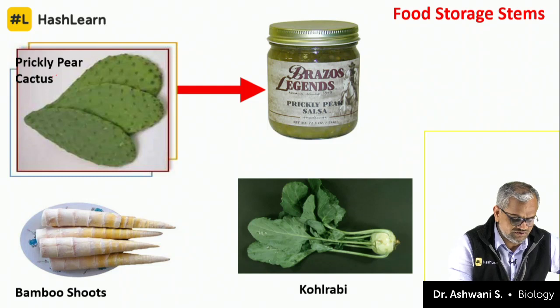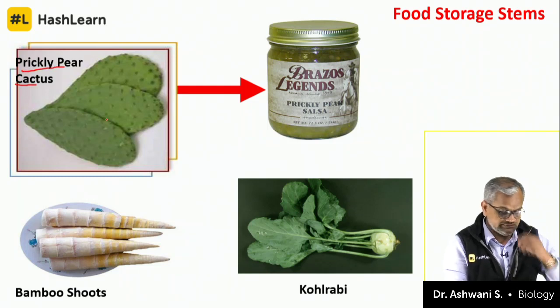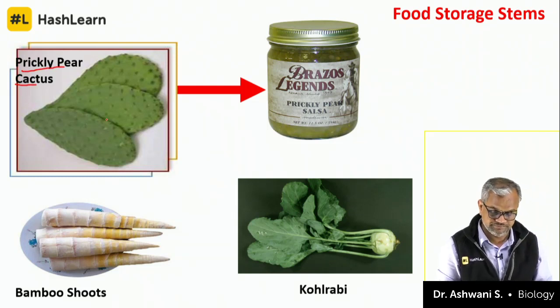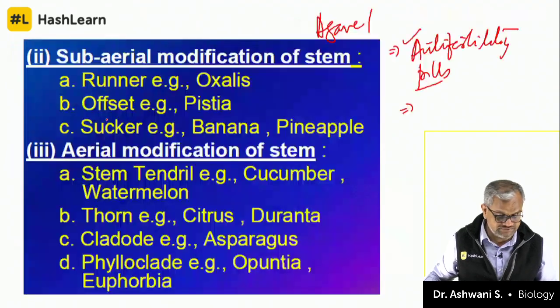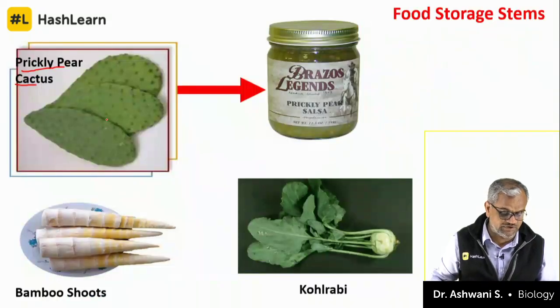So you can see here cactus, that's what I was telling. This is the classical example. Somebody was asking, okay sir, this is phylloclade.